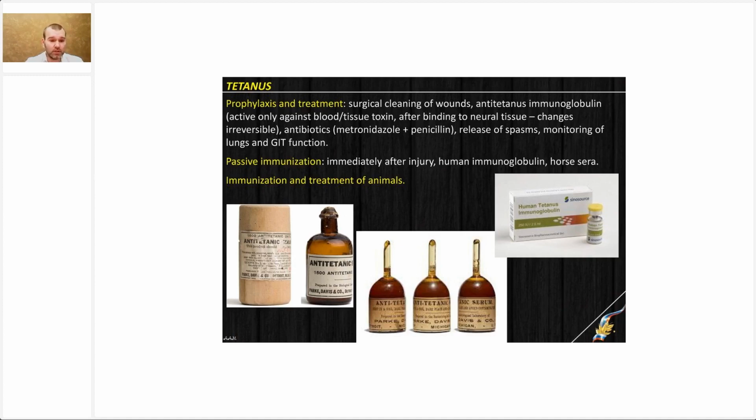Of course, bacteria which are living in the wound and secreting the toxin should be eradicated as well, with the same antibiotics, but usually a metronidazole plus penicillin combination is sufficient. Symptomatic therapy such as antispasmodics and some painkillers should be provided. Of course, monitoring of vital functions should be performed on those people.